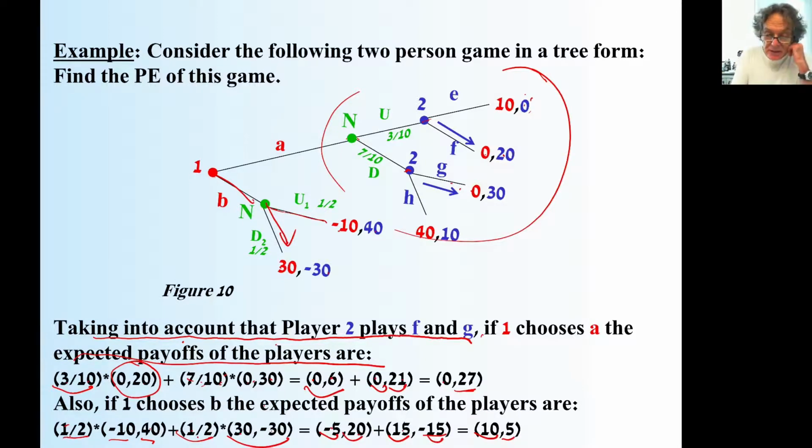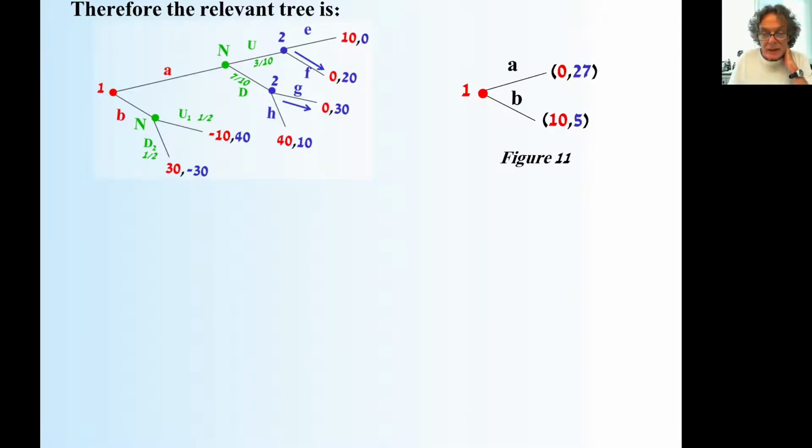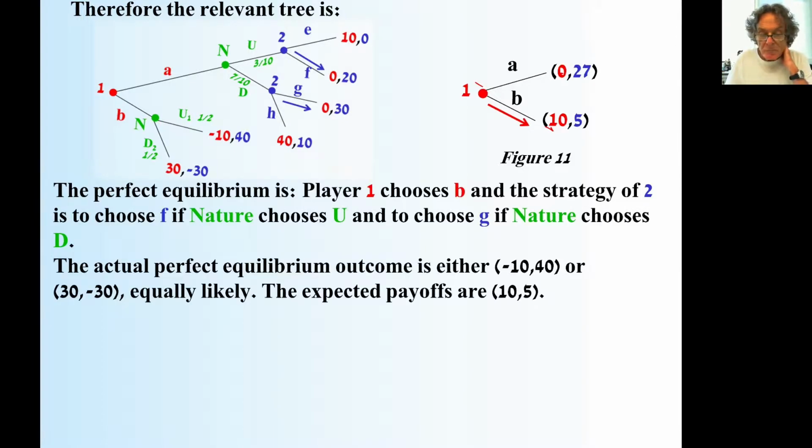So I can replace this game by 10 and 5, and this game by 0 and 27. Okay? As you can see, that's what happened. And therefore, player 1 is very easy after you do it. 10 is better than 0. 1 goes B. The perfect equilibrium is player 1 chooses B. He just has two strategies, going A or going B. And the strategy of 2 is to choose F.